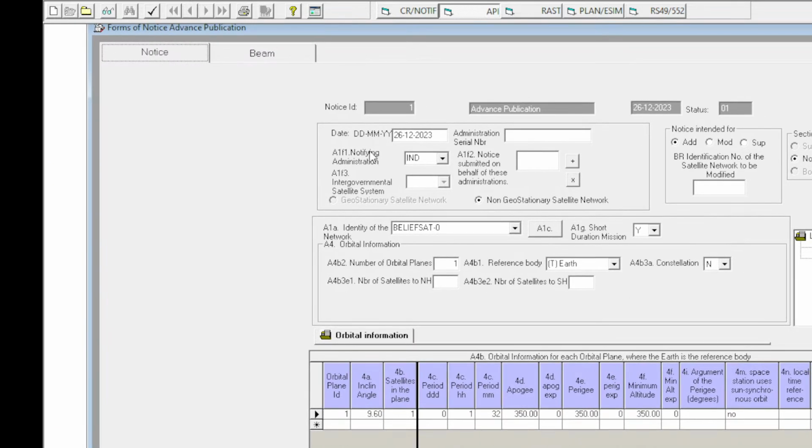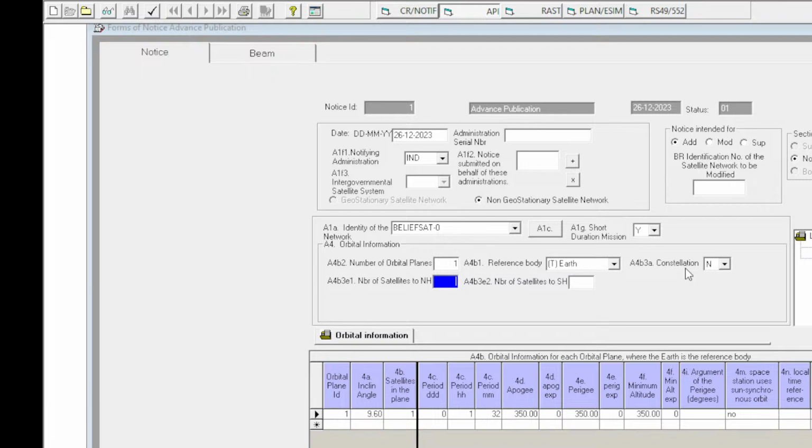So firstly the date. Then coming to notifying administration, as we are in India, we say India. Then identifying the network, here for some reason it's coming up differently. That's fine. We had modeled the entire notice on the basis of our previous interpretation. Number of orbital planes, as you can see, we have selected one. The reference body is taken as a constellation, none.